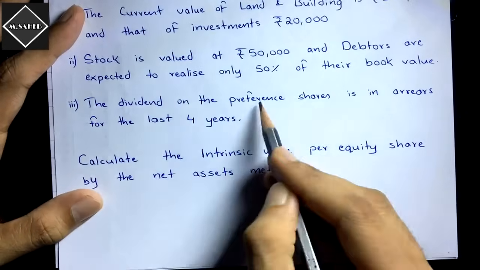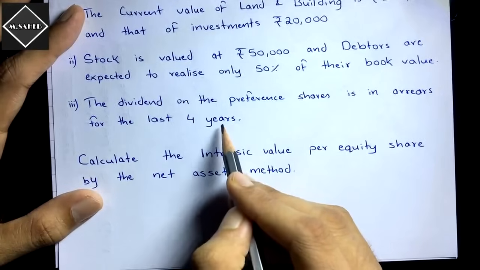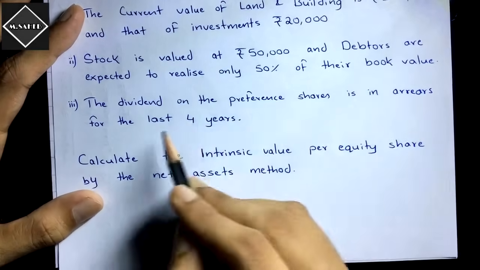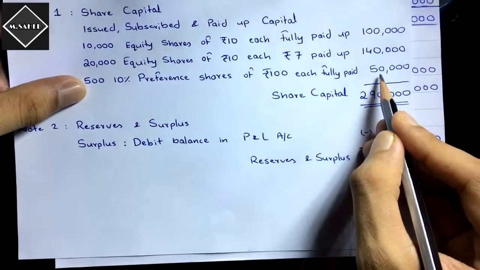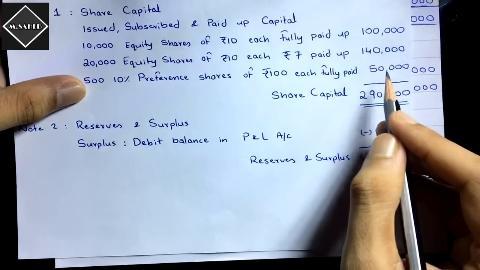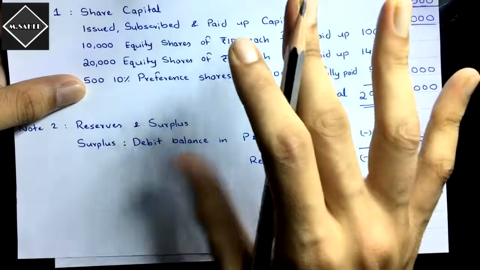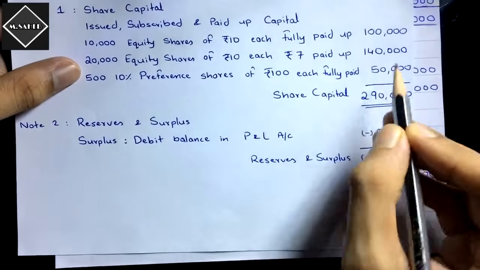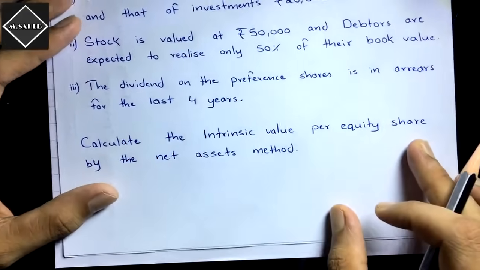And then the dividend on the preference shares is in arrears for the last 4 years. So here they are saying preference shares dividend is outstanding for the last 4 years. The dividend rate is 10%. So 10% of 50,000 is equal to 5,000. So the dividend for each year is 5,000. Then for 4 years, how much? For 4 years it is 5,000 into 4, which is equal to 20,000. We'll see the calculation later, right?